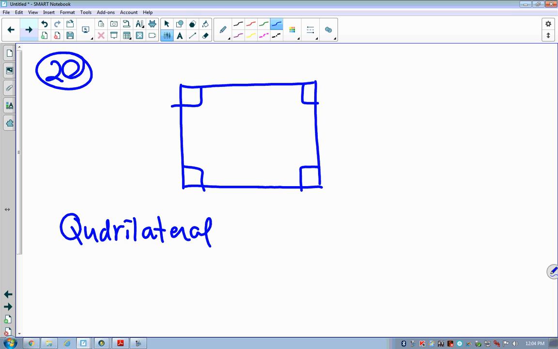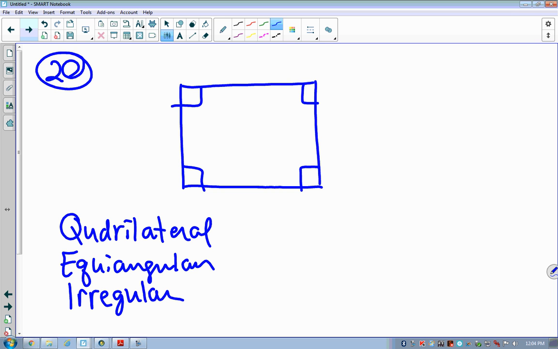All right, what else? You think it's regular? Equiangular? Okay, what else? Irregular? Yeah, it is irregular. I think we'd have to say it is because it's not regular. Do you know why it's not regular? Because I'm not told it's equilateral. How would I know? What would I have to have in order to see that it's equilateral? I'd have to have tick marks.